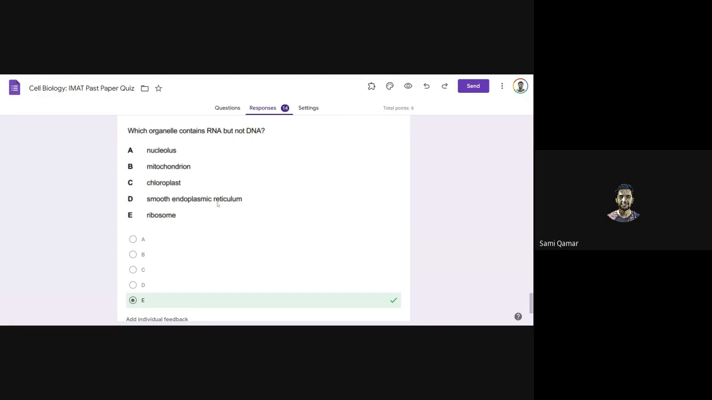Smooth endoplasmic reticulum does not include RNA either, but a ribosome contains RNA and does not contain DNA. Smooth endoplasmic reticulum contains neither RNA nor DNA. So ribosome is true. I hope you guys are getting it.